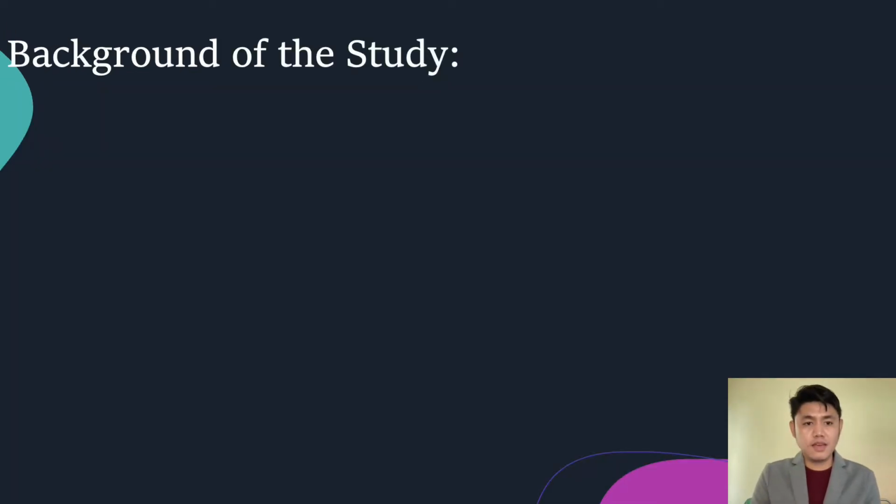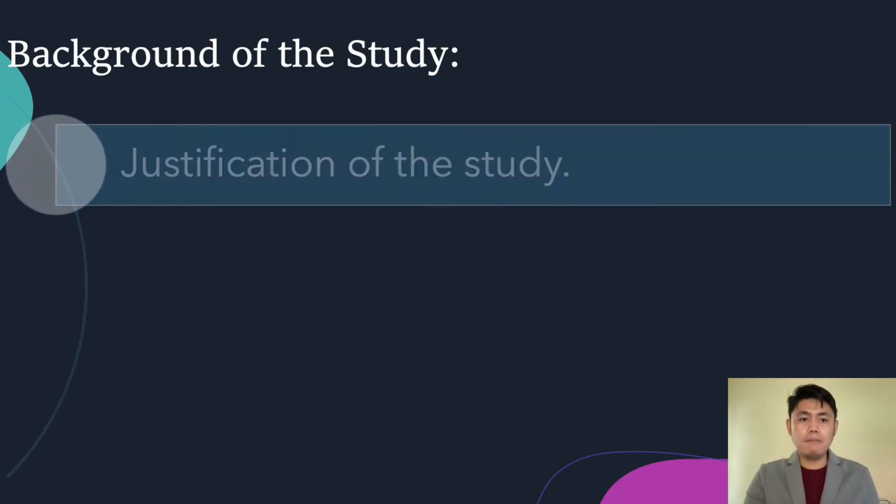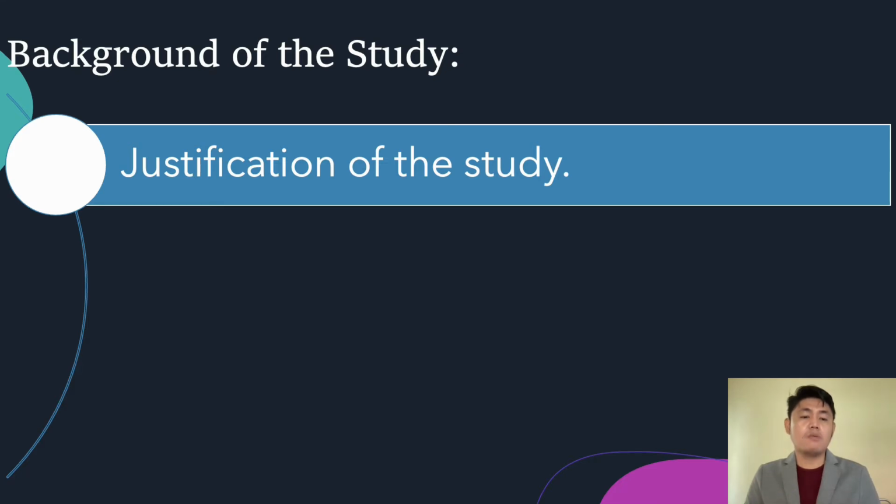Now let us zero in on the background of the study. What are the things that you should be including when writing your background of the study? Remember that the background of the study provides the justification or the reason why you need to conduct a research study. This means that this portion of the introduction should portray the problem situation that shapes the reason why you have to conduct that research study.